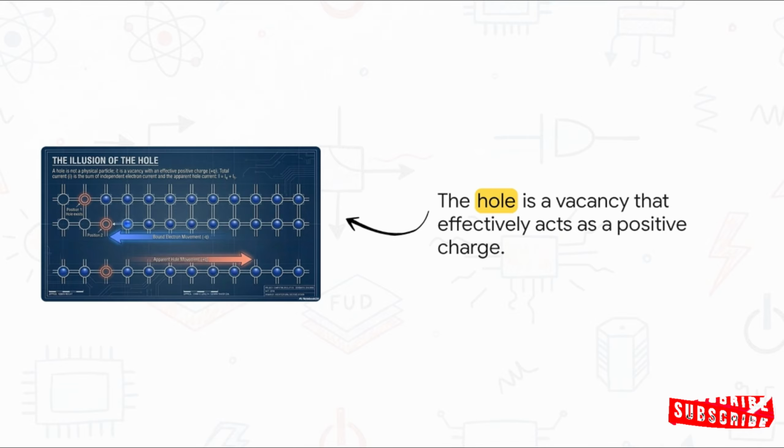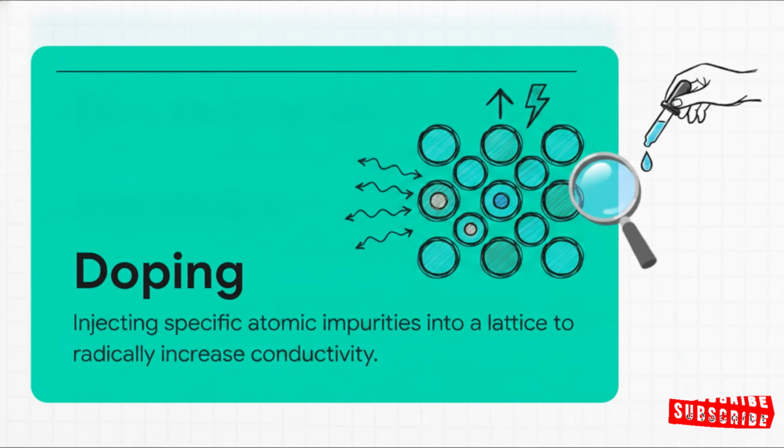Now, the hole isn't a physical particle, it's just an empty space, but it effectively acts exactly like a positive charge. And here's the crazy part. Inside our semiconductor, the total electrical current is actually the sum of these independent electrons flowing one way and those apparent holes flowing the exact opposite way. Now, pure silicon on its own just doesn't have nearly enough of these free electrons and holes to be practically useful for us at room temperature. It really needs some help.